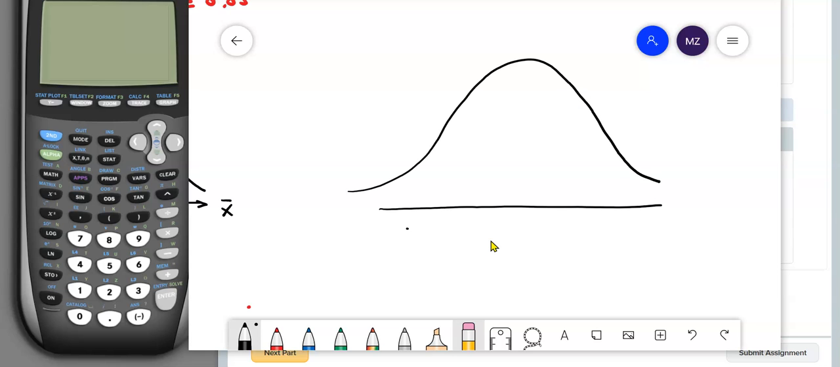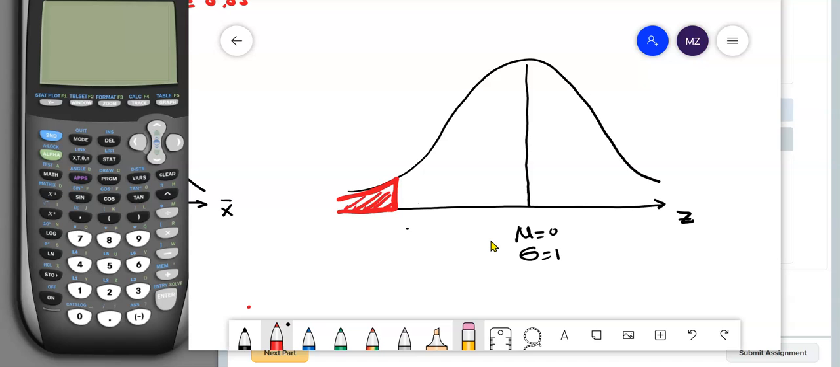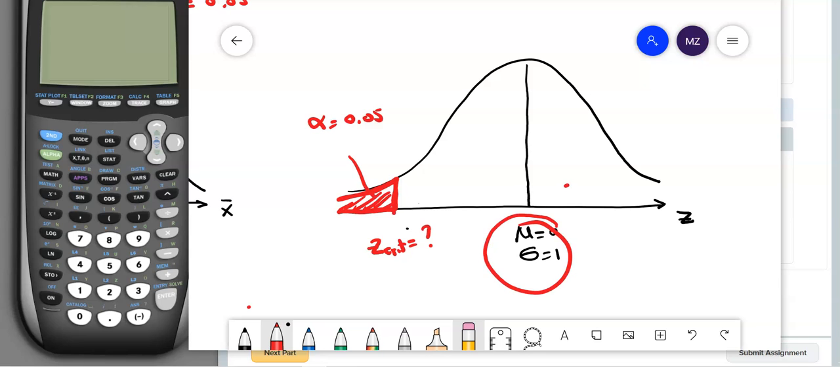You are working in the z environment. Whenever you put z, the mean is going to be 0 and sigma is going to be 1, and this tail is the only thing that stays the same. This is the alpha here, alpha 0.05, it is the same one, and this is going to be the z critical value that we are looking for. It's very important to know that you are working on the z values, not on the x values. The environment is important here, so do not use the wrong information.